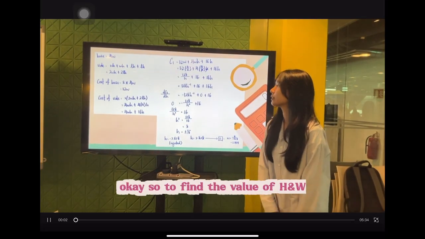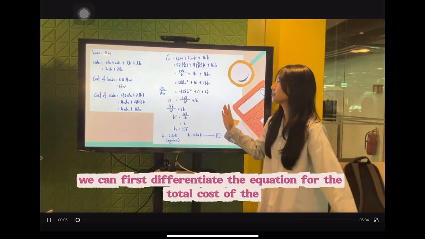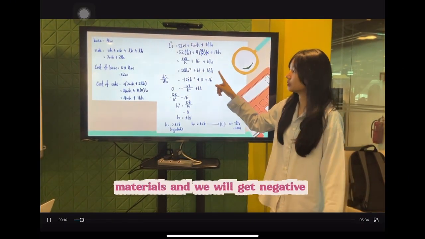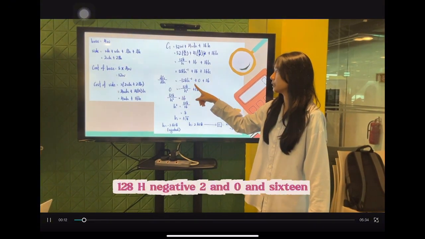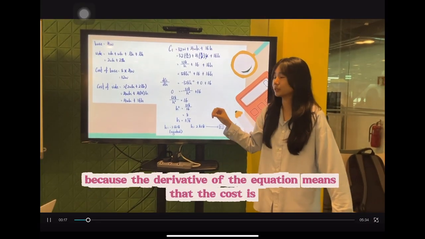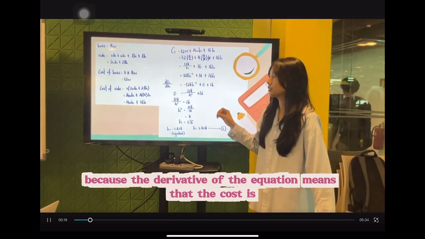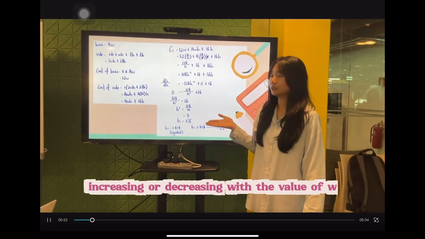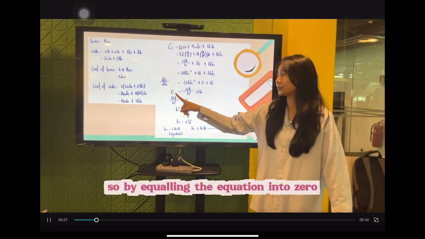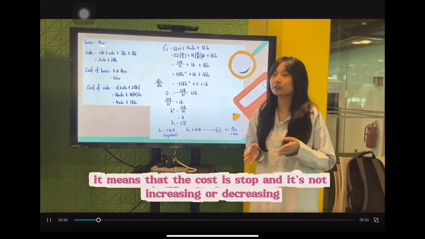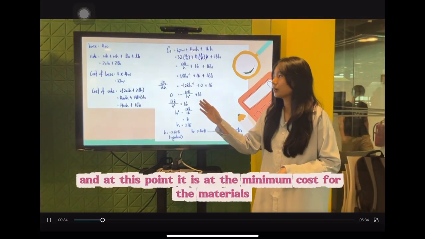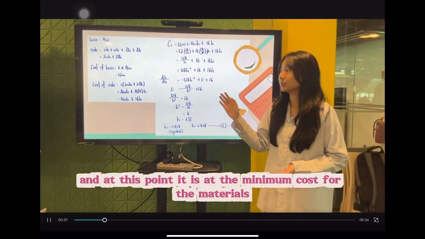Okay, so to find the value of H and W, we can first differentiate the equation for the total cost of the materials, and we will get negative 128 H to the power of negative 2 plus 16. And we will set this equation equal to 0 because the derivative of the equation tells us whether the cost is increasing or decreasing with the value of H. So by setting the equation to 0, it means that the cost has stopped increasing or decreasing, and at this point it is at the minimum cost for the materials.